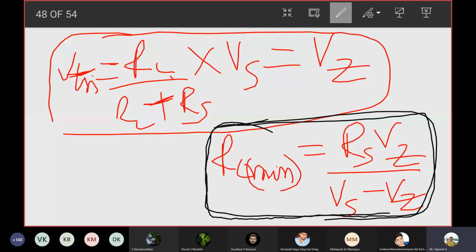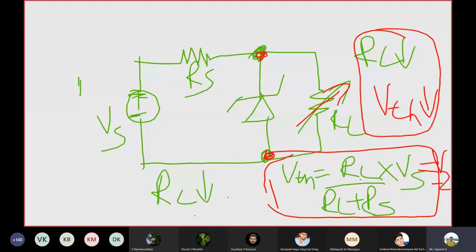In the same way, can you keep on increasing the value of RL? What is the problem if you keep on increasing the value of RL? VTH increases. Obviously, VTH increases, but what is the bad thing which can happen? Diode may damage. You're absolutely right. Why are you saying that diode may damage? More current will flow through that. Sir, RL plus RS will also increase, right?